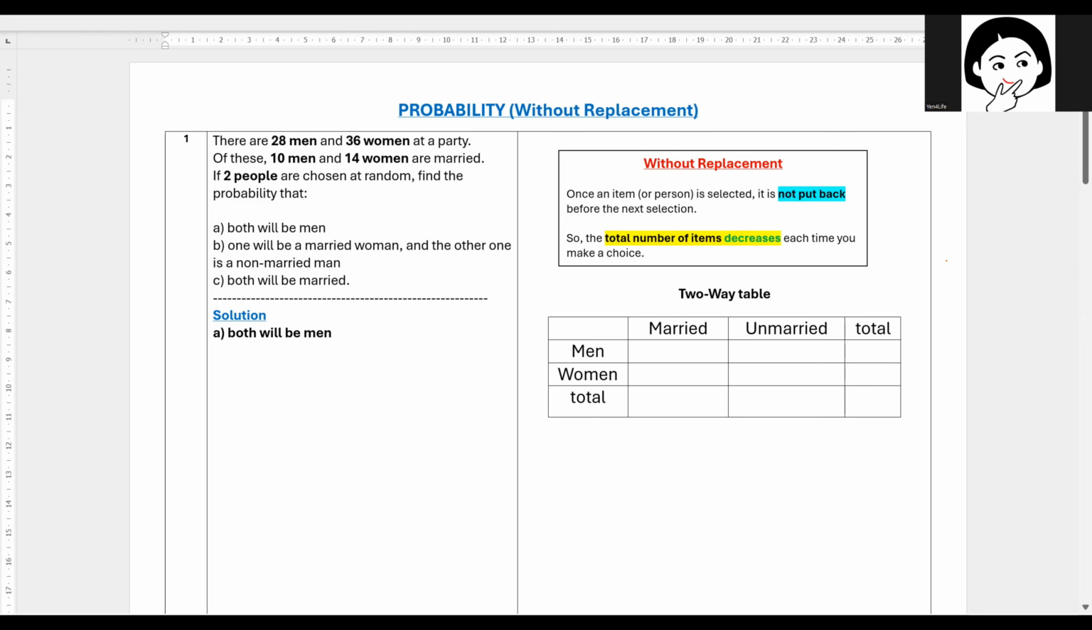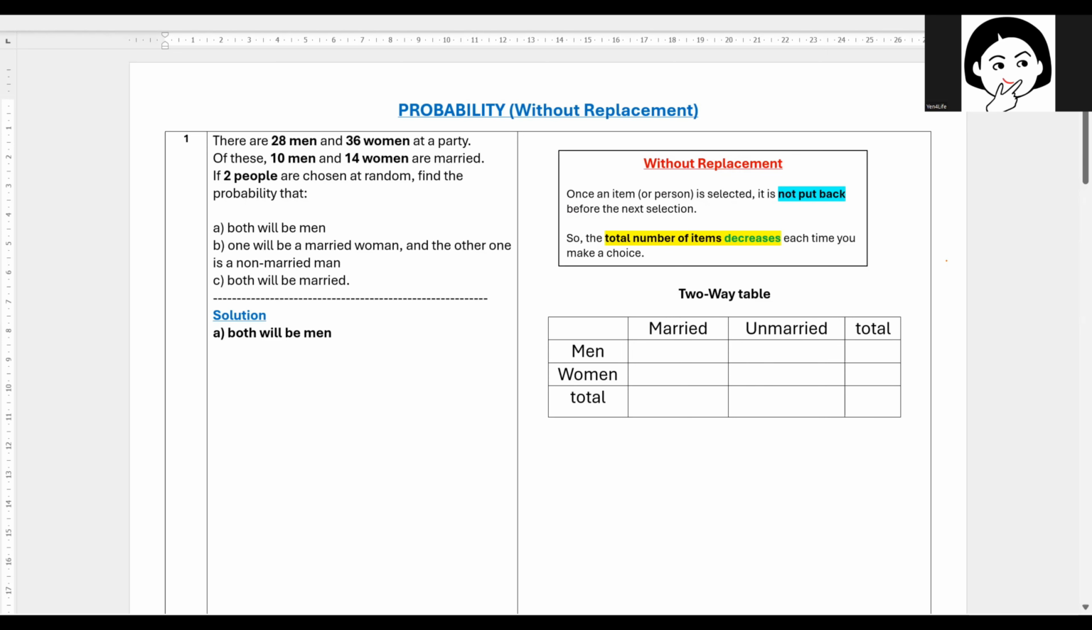There are 28 men and 36 women at a party. Of these, 10 men and 14 women are married. If 2 people are chosen at random, find the probability that A, both will be men, B, one will be a married woman and the other one is a non-married man, C, both will be married.